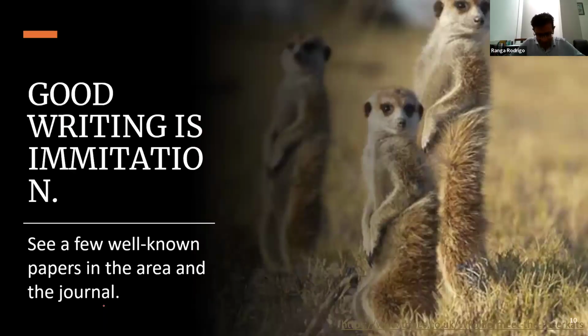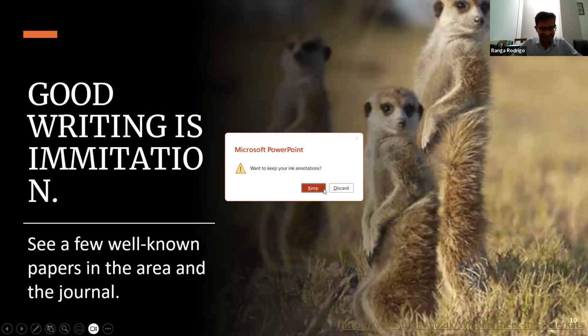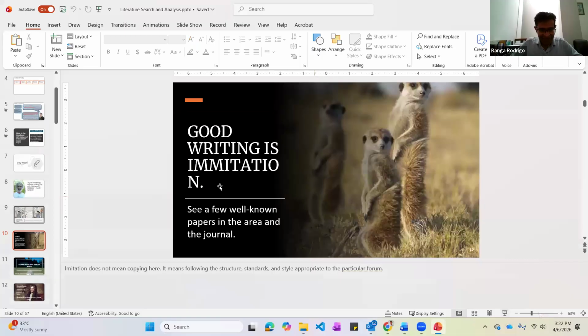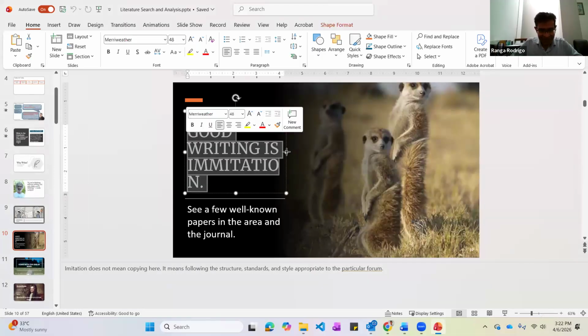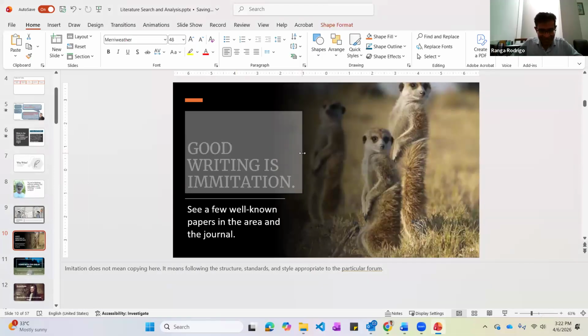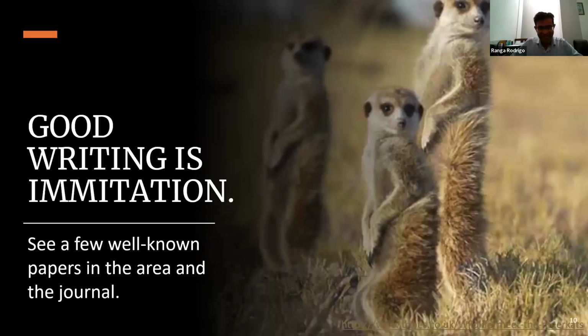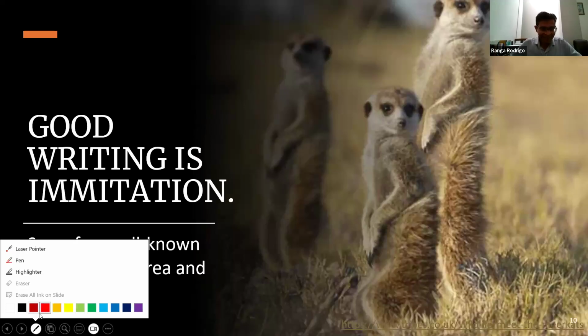So this one, it's a very, very, very bad instruction, if you look at it in that fashion. You can see I have written, good writing is imitation. It's a very bad writing. Let me make it slightly larger because it's running into the next line. Oh, all right. Good writing is imitation. That means I'm asking you to copy when you're writing. Good writing is imitation. Is that what I'm asking?